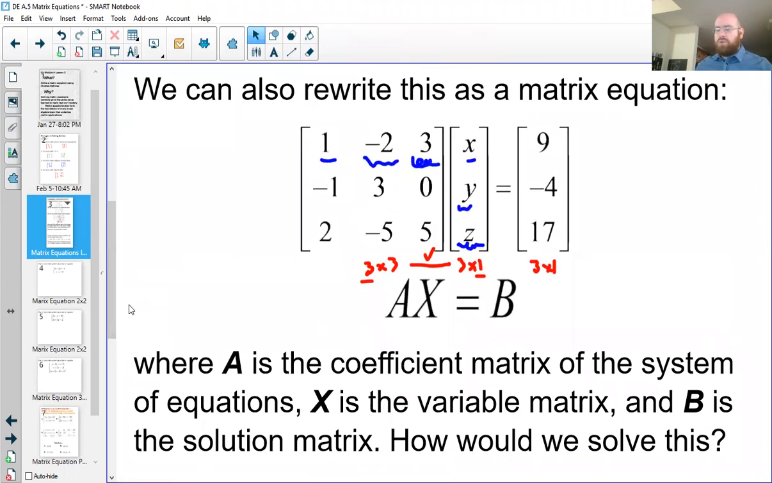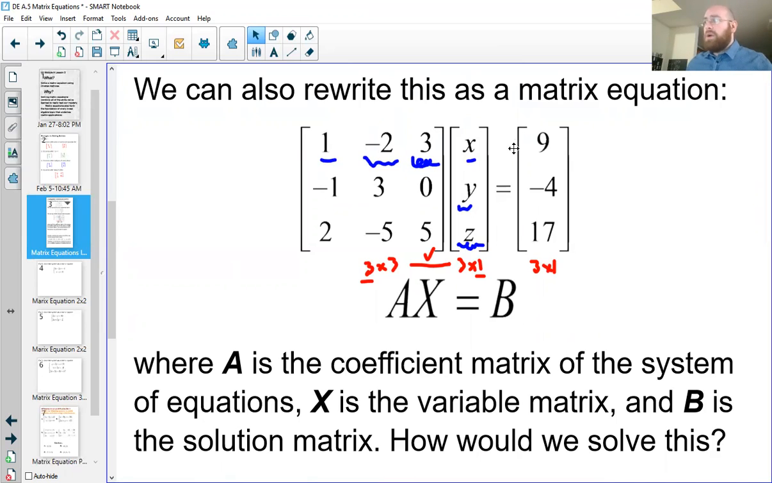To just put this into words very explicitly, A is the coefficient matrix of the system of equations. X is the variable matrix. Notice that this is a capital X, not a lowercase x, and it has components x, y, and z. And B, over on the right side of the equal sign, is the solution matrix.